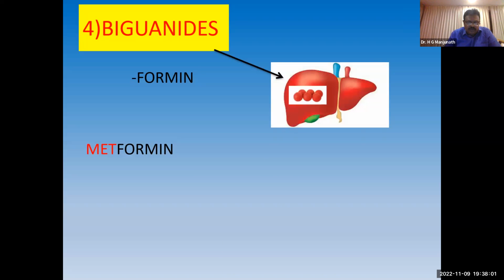The fourth one is the biguanides. They have the suffix formin. So what do you call metformin? Everyone knows about metformin. This is the first drug that is indicated in the early stage of diabetes because this drug can reduce the body weight as well as control the blood glucose levels. This drug mainly affects the liver and inhibits a few of the enzymes which produce hepatic glucose, so that it can reduce hepatic glucose production.